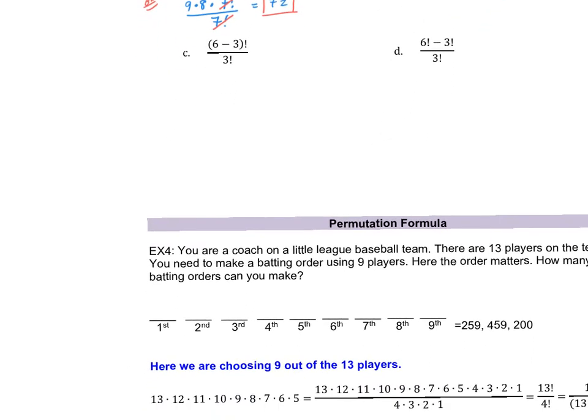We do have to be careful though. Factorials do not distribute over addition or subtraction. So if I have in parentheses 6 minus 3 factorial, I have to do the 6 minus 3 first and follow my order of operations and write that as 3 factorial over 3 factorial. And now 3 factorial over 3 factorial is simply 1.